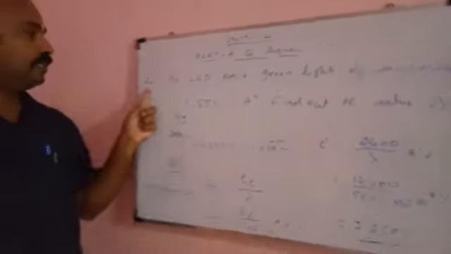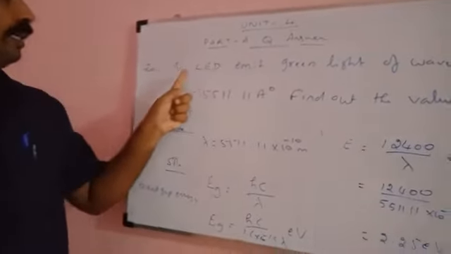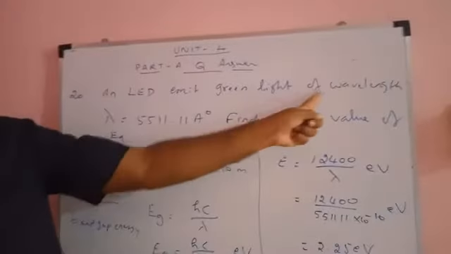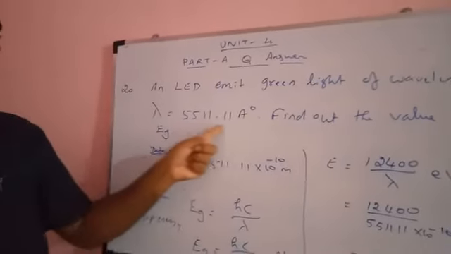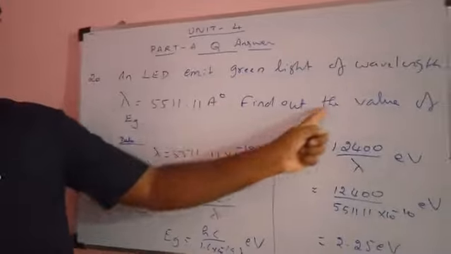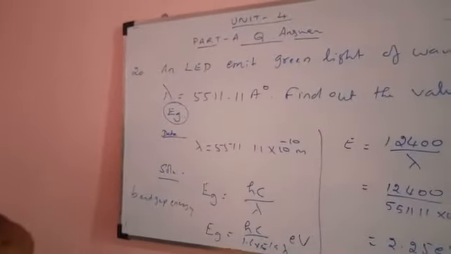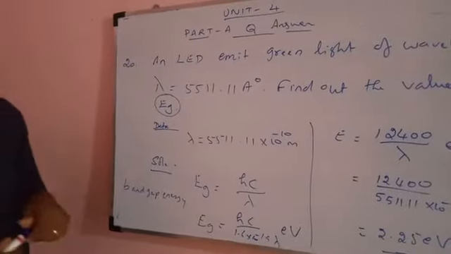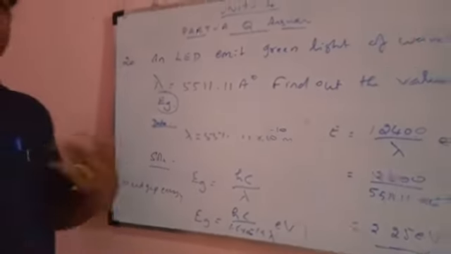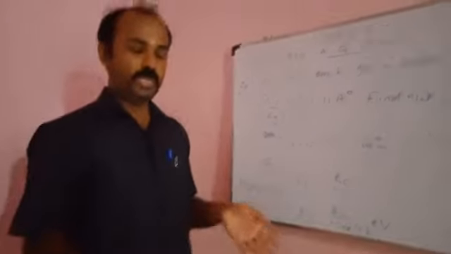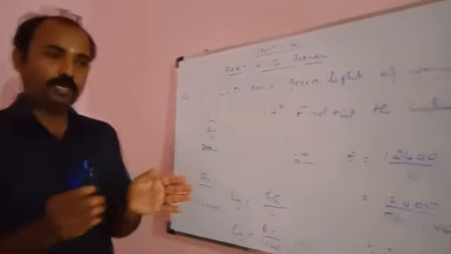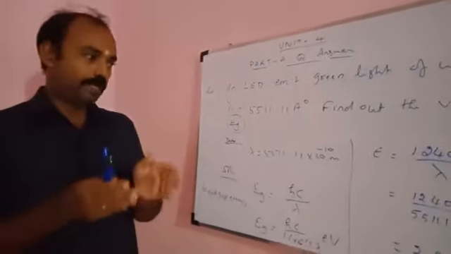Now the 20th question, the last question. An LED emits green light of a wavelength. Here a different wavelength is given. Find out the value of Eg. Eg is nothing but the gap energy, that is the band gap energy in the case of an LED. Because an LED is made up of P and N type semiconductors. P and N type semiconductor doped means there is a band gap.